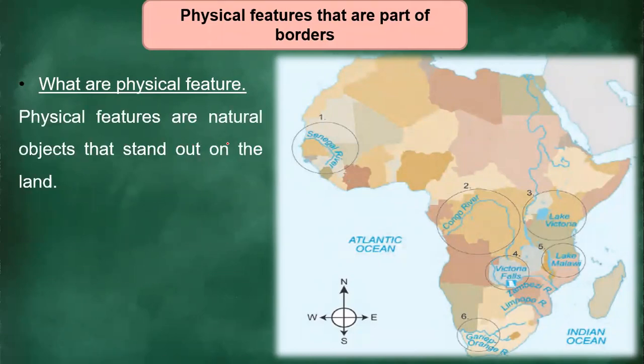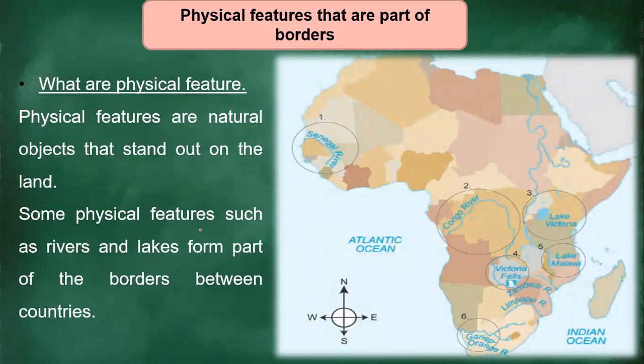A physical feature is a natural object that stands out on the land. On the map, we see them as rivers, lakes, mountains, and deserts. Some physical features such as rivers and lakes form part of the borders between countries.